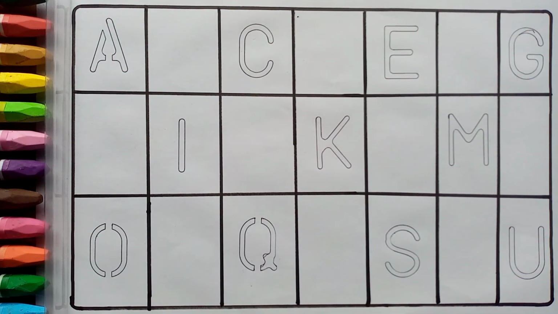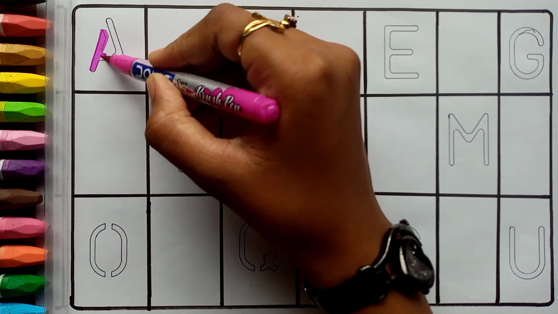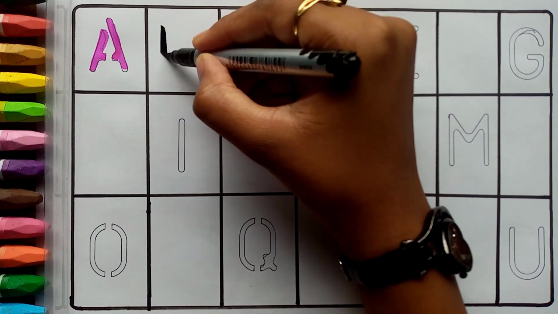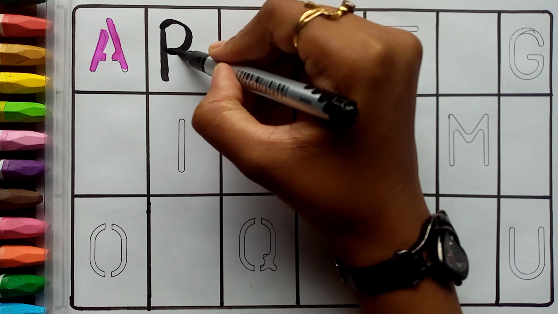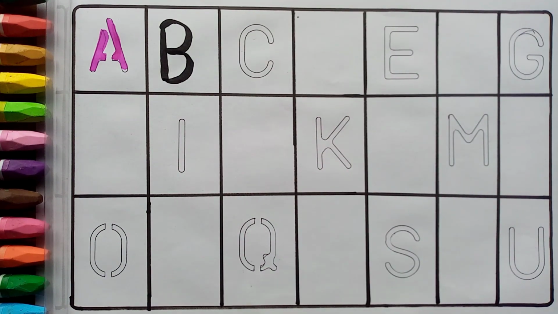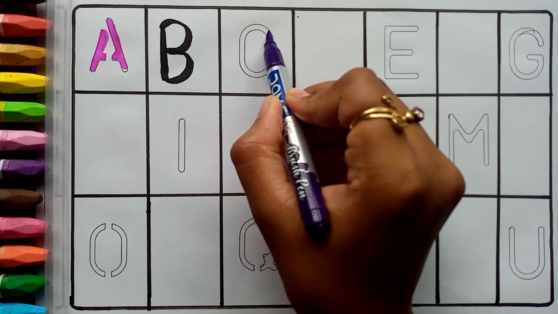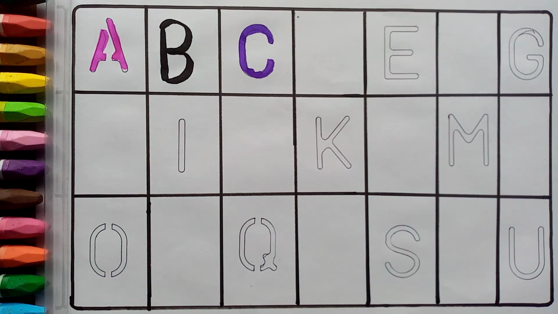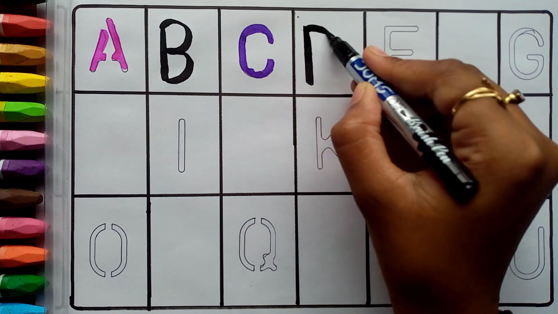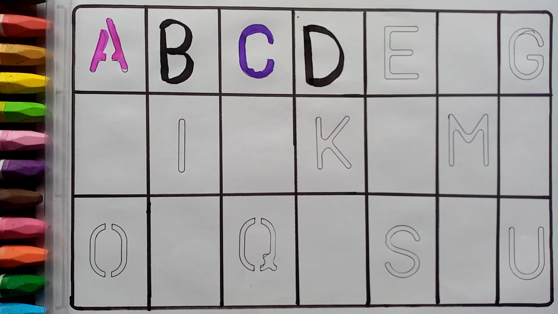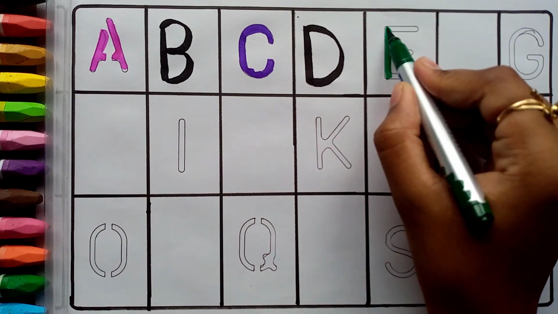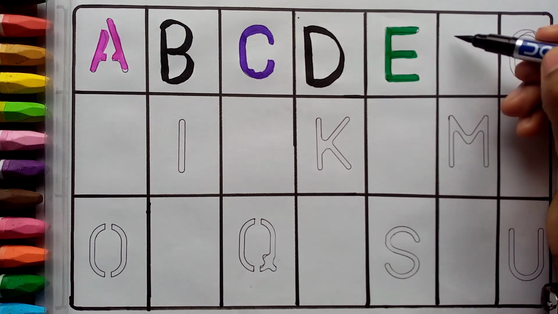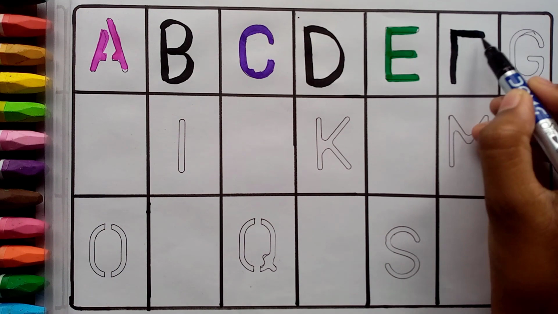Let's learn alphabets. A, the missing letter is B. C. The missing letter is D. E. The missing letter is F.